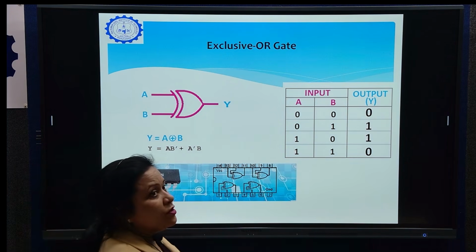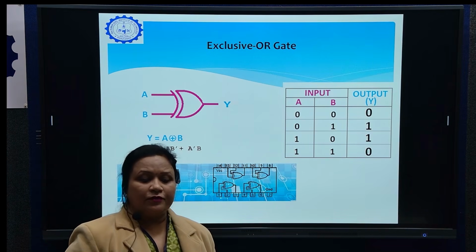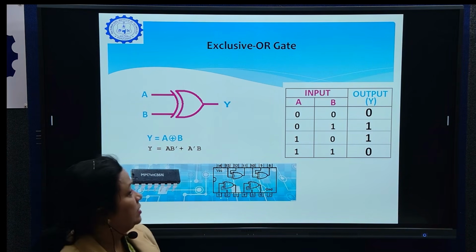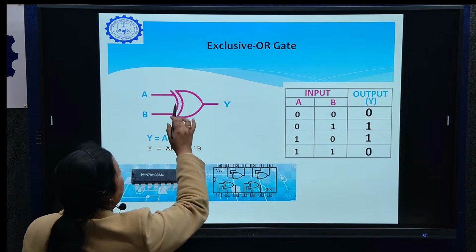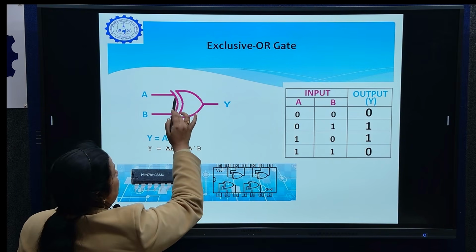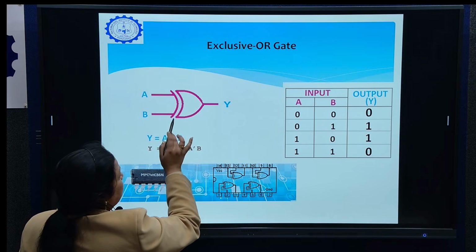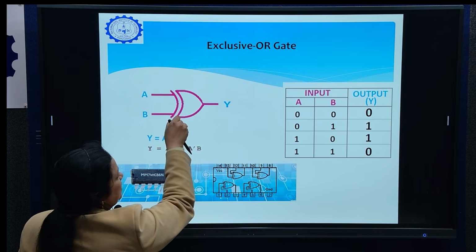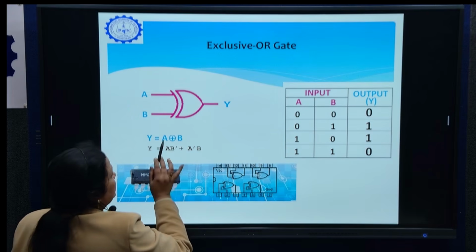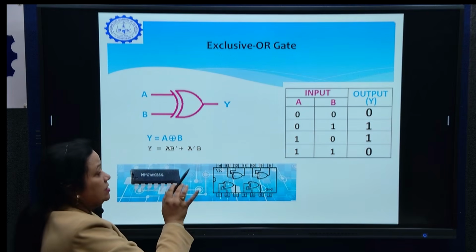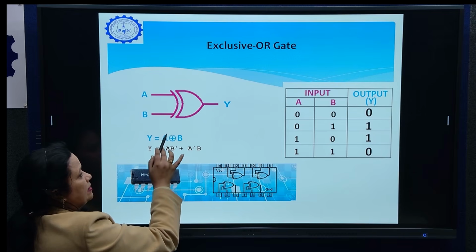Next gate is XOR gate. The full form of XOR is exclusive OR. The symbol looks like this, again 2 inputs, you will make a slanting, curved line like this and then you will leave some space between these two. The expression for denoting this is y is equal to a plus circle b.